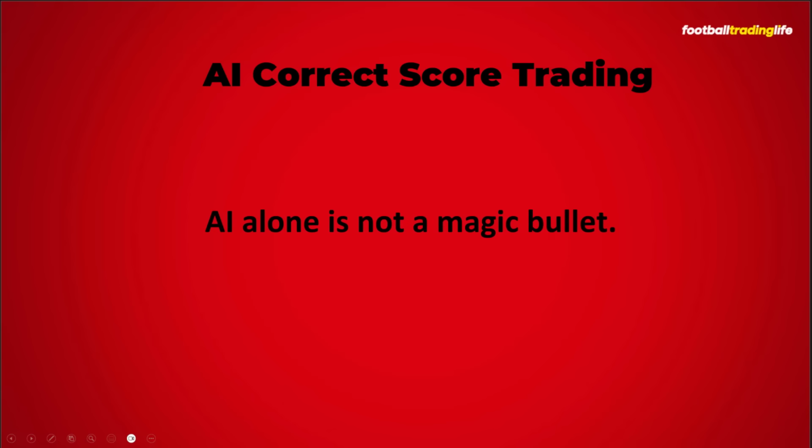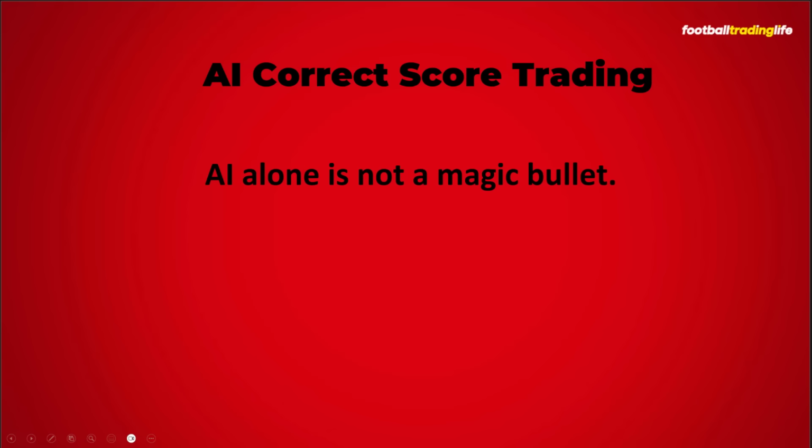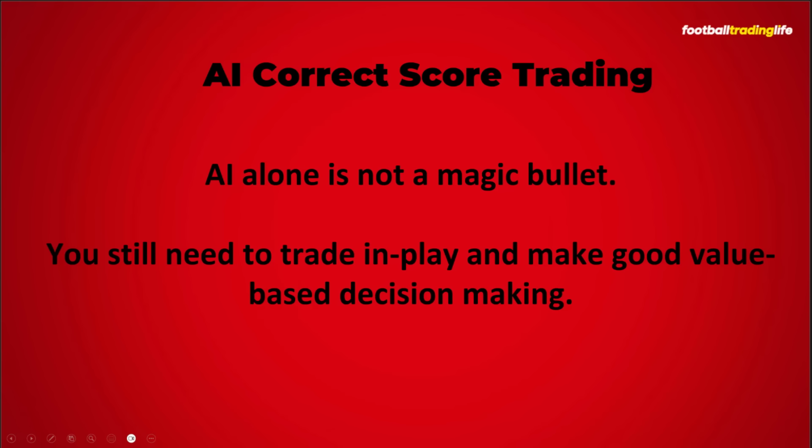It's important to be clear that AI alone is not a magic bullet. You're still going to need to trade and play. You're still going to need to make good value-based decisions during the in-play action. AI is not going to cheat and help you with that. AI also cannot predict the future. I think a big mistake people make with AI, not just in football trading, but in the world today, is they become too reliant on the AI, and they think that the AI itself is the magic bullet. You still have to apply your human touch to it.